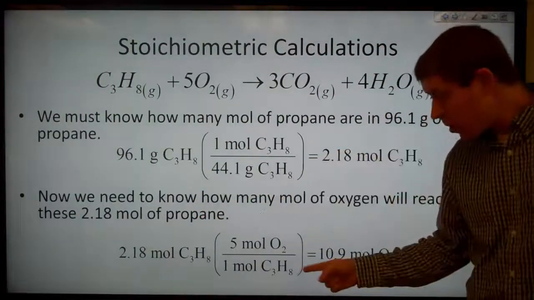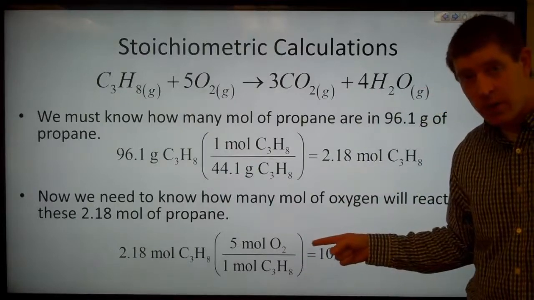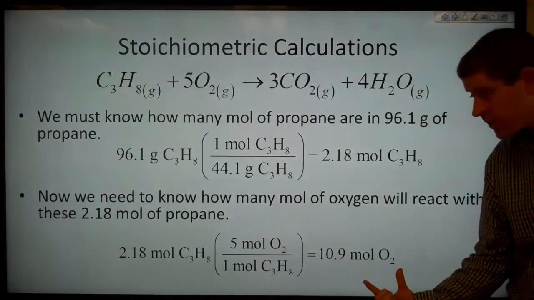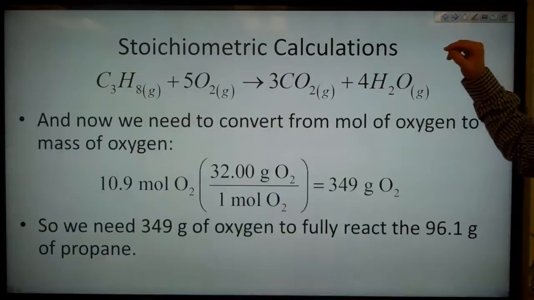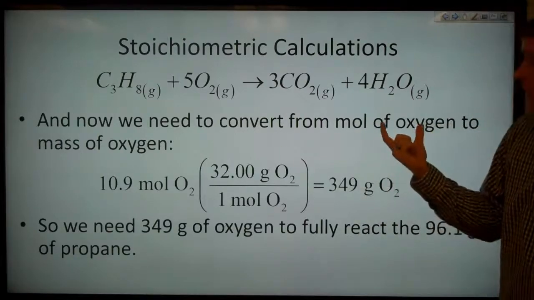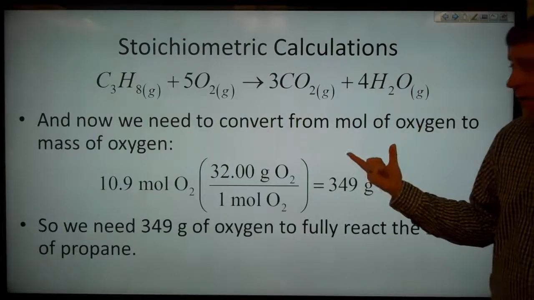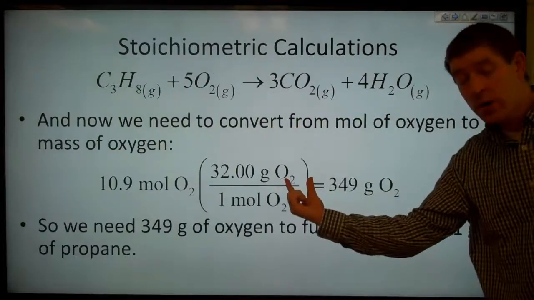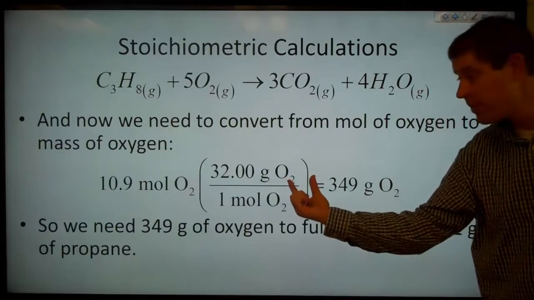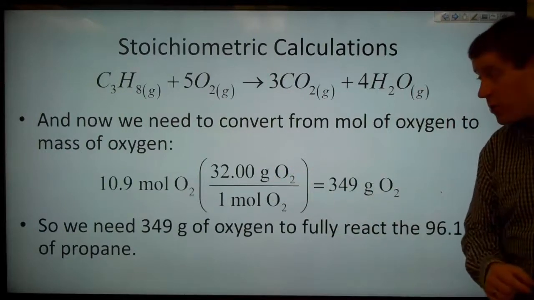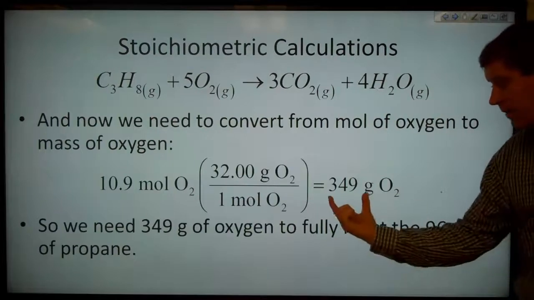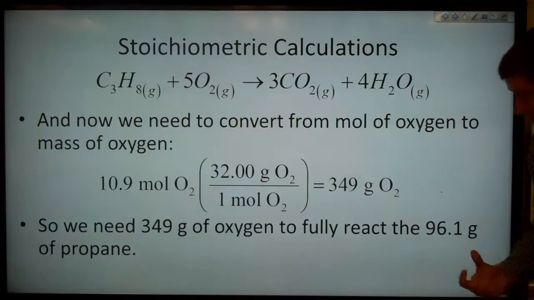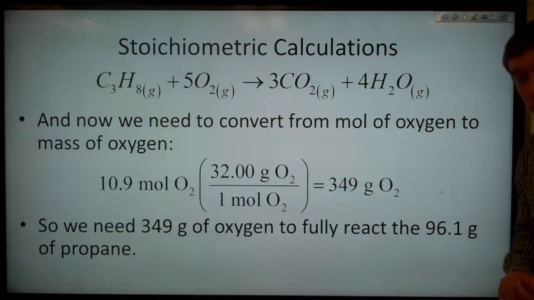We know that 1 mole of propane reacts with 5 moles of oxygen. So we're going to need 5 times as many moles of oxygen, so 10.9 moles of oxygen. And now we need to convert from moles of oxygen to mass of oxygen. So we'll convert from moles, multiply by the molar mass. Remember, molar mass of O2 is twice the molar mass of an oxygen atom. So twice 16.0, so 32 grams per mole. So that gives us 349 grams of oxygen. So we need 349 grams of oxygen to fully react with our 96.1 grams of propane.